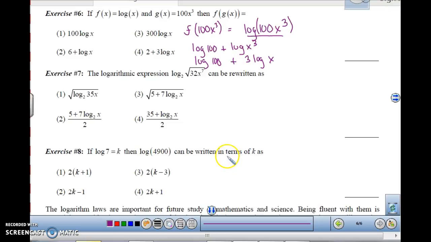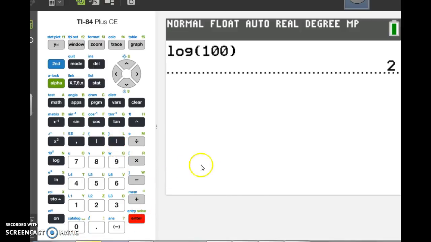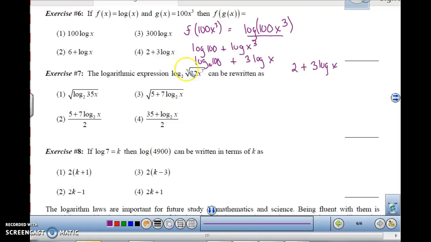Okay, so now I need to evaluate this. What is the log of 100? What is your base when it's just log? It's base 10. All right, so remember the imaginary 10 right here. So 10 to what power is 100? That would equal 2. And then 3 log of x. And again, if you don't know what log of 100 is, you can grab your calculator, hit the log key, because that's the base 10. Log of 100 is 2. Okay, so this is 2 plus 3 log x. That would be number 4. Okay, so you get the general idea. See if you can work out 7, 8, and 9, and we'll go over them in class the next day.